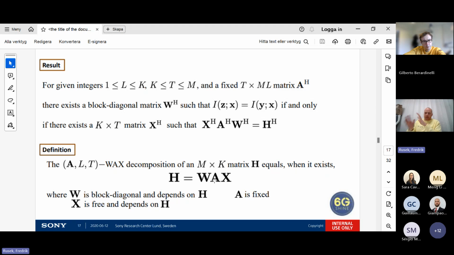So you take an A and you hope that you are able to decompose your channel matrix H according to this equation. And X is absolutely free. There are no constraints because X is now something that is happening at the CPU. Yeah, so this is what the result is saying. So if you have T and L and a given A, and T and L are specifying dimensions of all of these matrices, it is possible to have rate optimum reception if for any H I can find such a block diagonal W and some X.